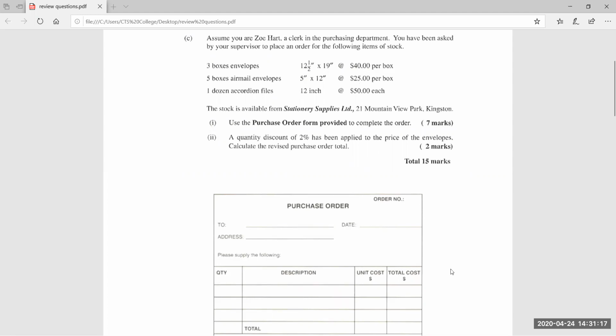And then you will calculate for me the total cost, which will be 25 multiplied by 5. 125, perfect, right? So 125 goes for the second one. Let's look at the third one.